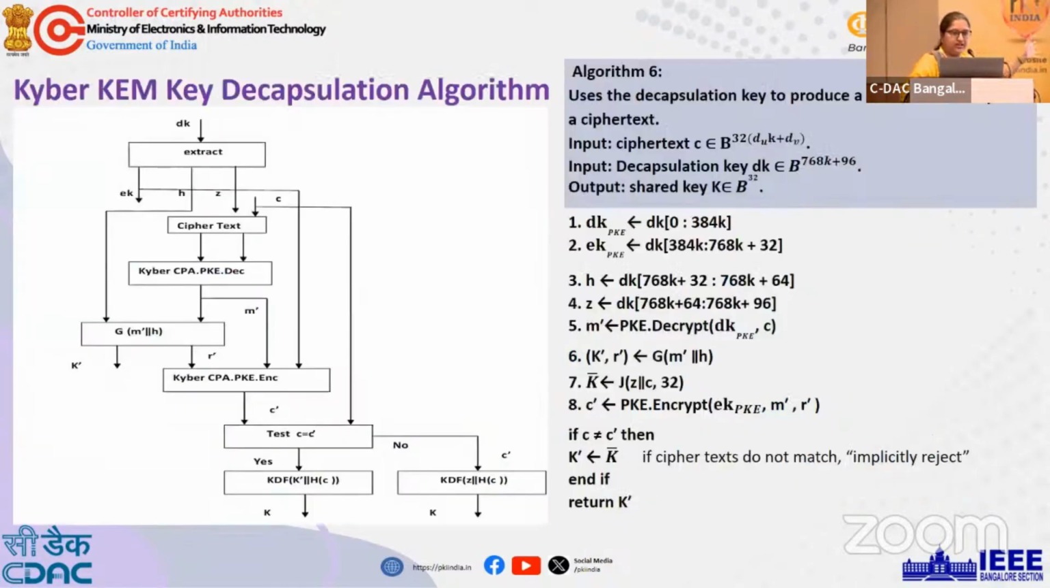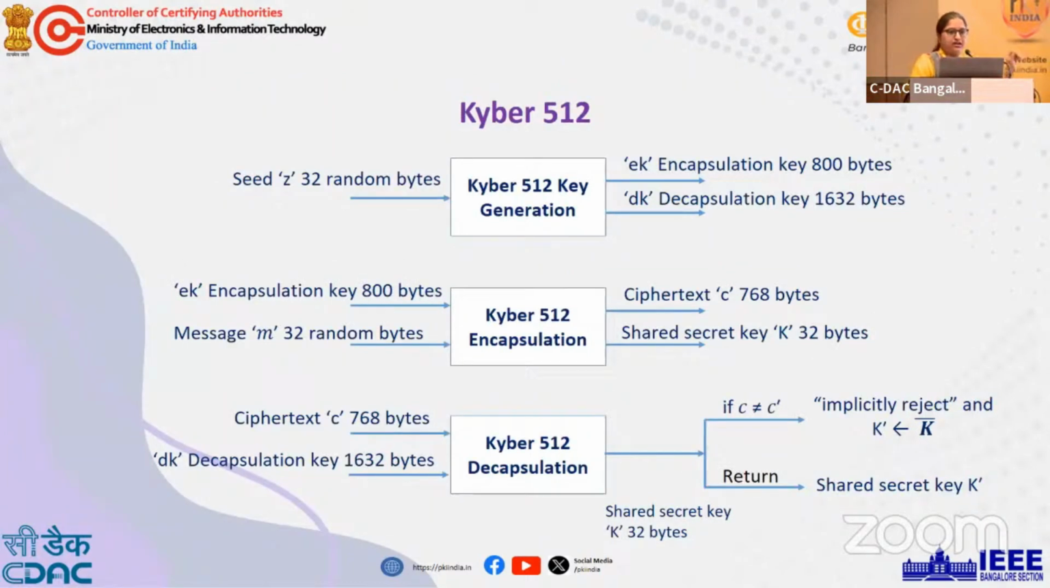In decapsulation, we start by extracting the DK values which we obtained in the previous module, and through this we get C dash and K dash. Here we compare the ciphertext with the re-encrypted ciphertext. If it doesn't match, then we do the implicit rejection; otherwise the shared secret key will match, and K dash will be given to K. So this is how the algorithm works.